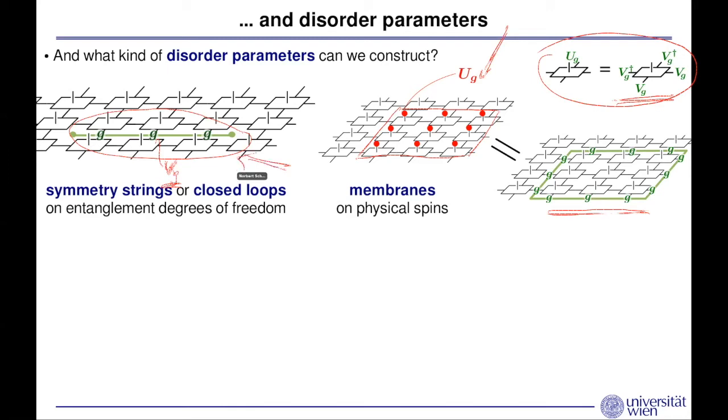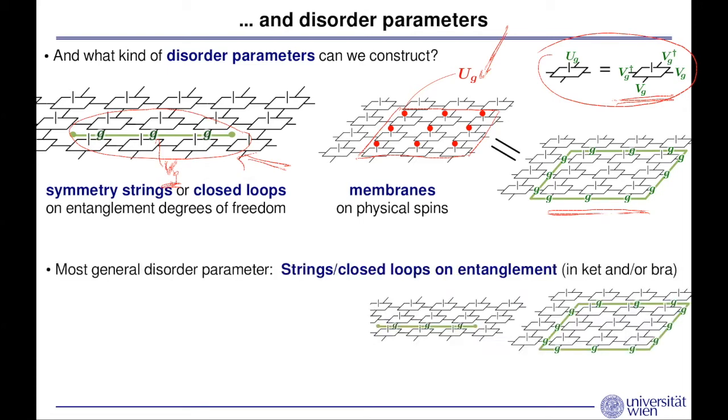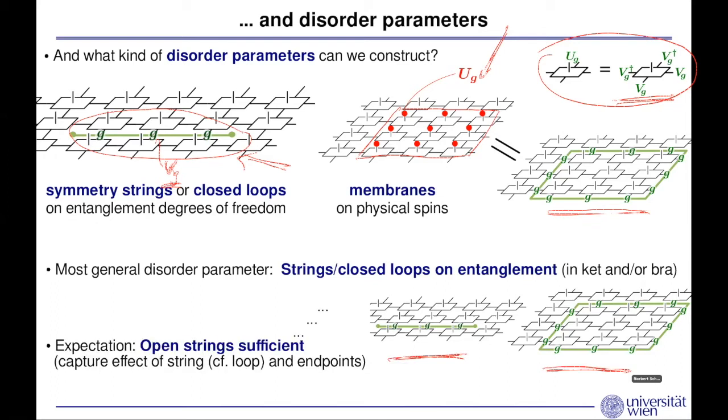So it's again an entanglement object. So what we see here again is we can take a physical object and promote it to an object on the entanglement. So again, we conclude that also for disorder parameters, it's sufficient to construct them on the entanglement. The most general thing we can get is something which is located on the entanglement level. And this could either be an open string or a closed loop of symmetry operations.